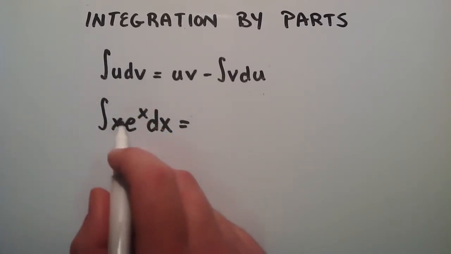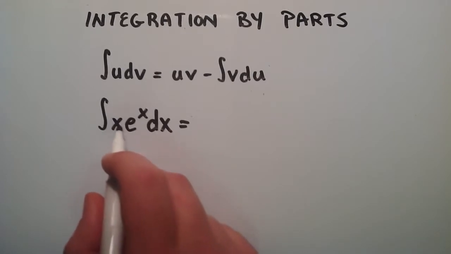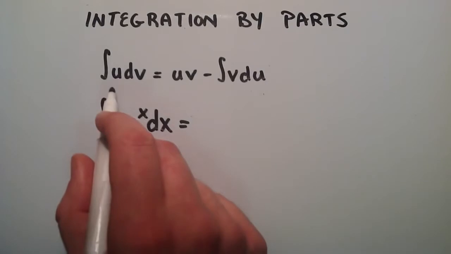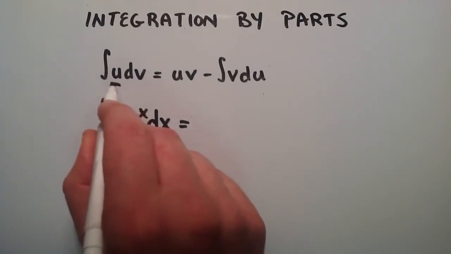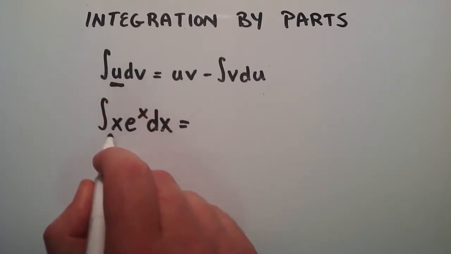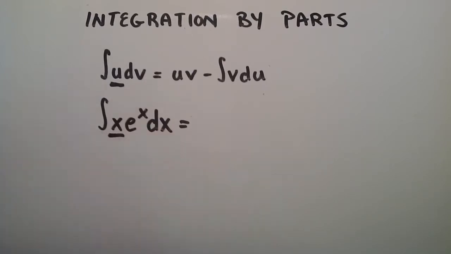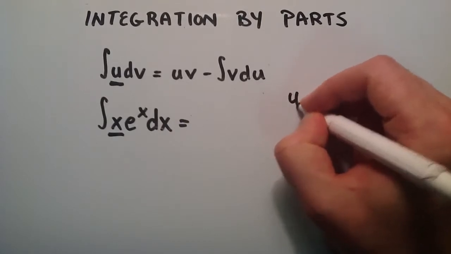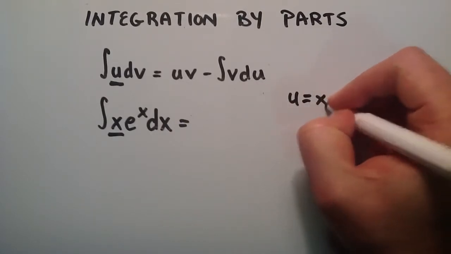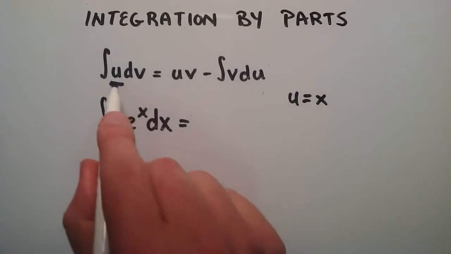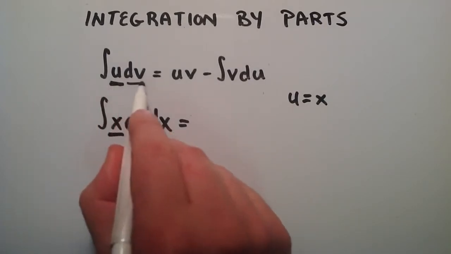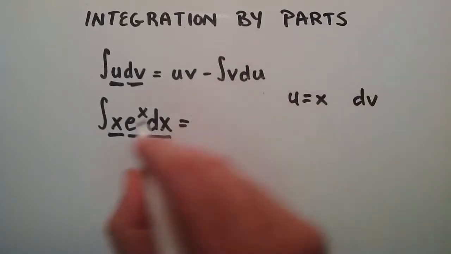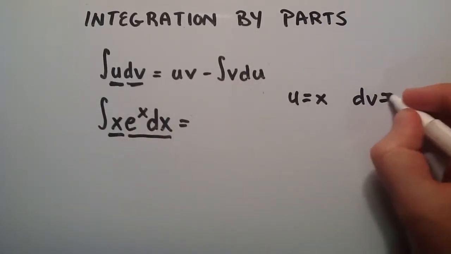Usually we want to pick the part that will turn into a constant if we take the derivative enough times for our u. So if we take the derivative of x with respect to x, it will turn into the constant 1. So we'll go ahead and pick that for our u. U, we decide, is going to be x. And since we chose x to be our u, that means the rest of this stuff has to be the dv. So dv is equal to e to the x dx.